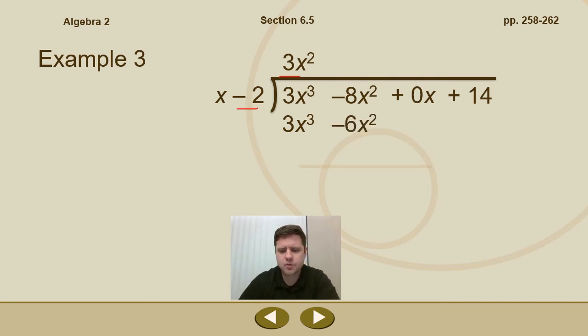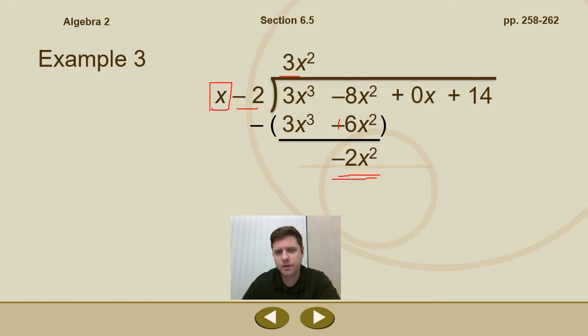Then remember, we subtract this entire thing from what's right above it. So 3x cubed minus 3x cubed is 0, but a negative 8 minus a minus 6 makes that a plus, right? So it becomes negative 8 plus 6, which is a negative 2x squared. Then we ask, what do we have to multiply this x by in order to get to a negative 2x squared? Well, obviously we need a negative 2x.